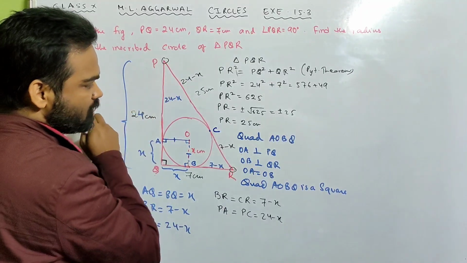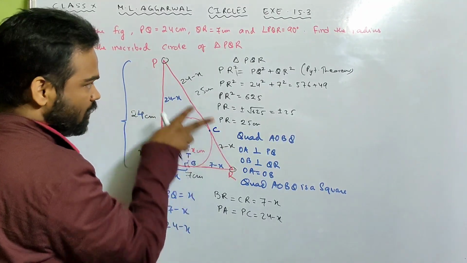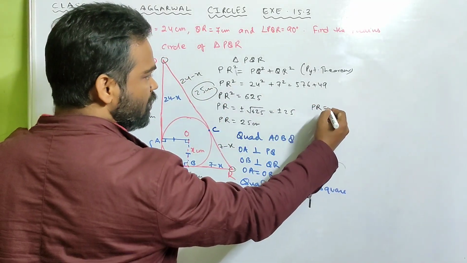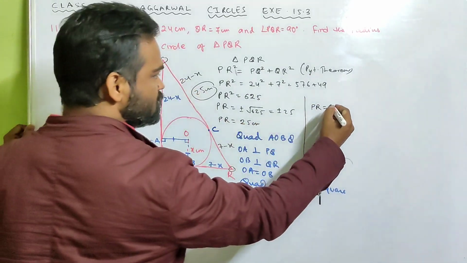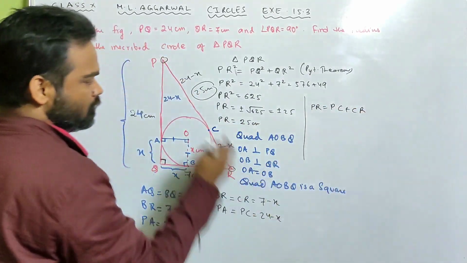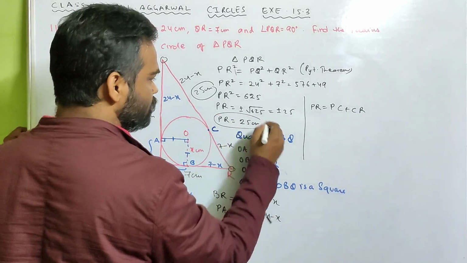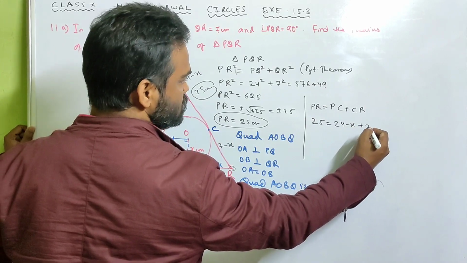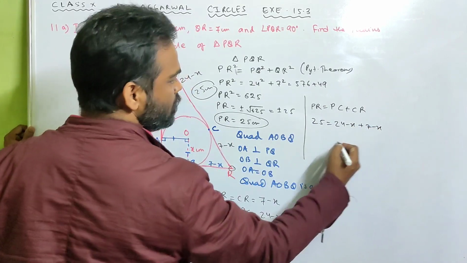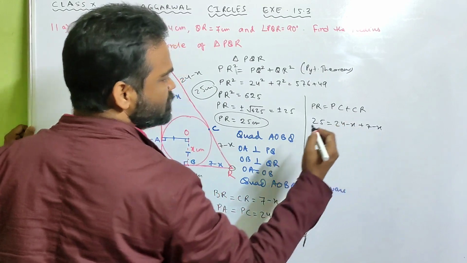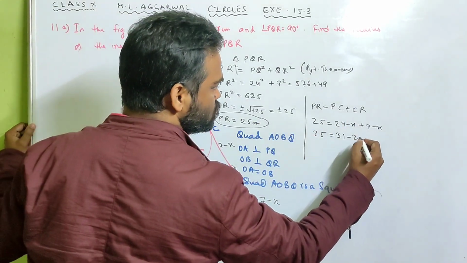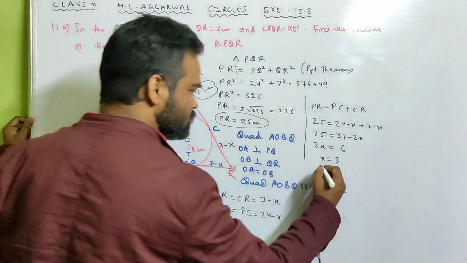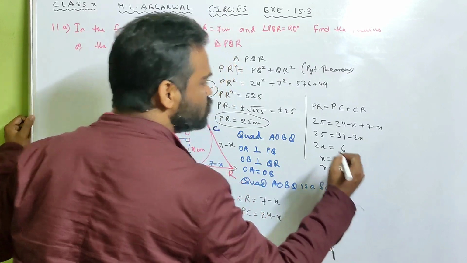Now PC is 24 minus x, CR is 7 minus x, and when you add these two, you will get 25. That is PR. Look carefully. PR is PC plus CR. PR we got over here, that's 25. PC is 24 minus x and CR is 7 minus x. So 25 equals 24 plus 7 minus 2x, that's 31 minus 2x. 2x equals 6. x equals 3, which means the radius of this circle is 3 centimeter.